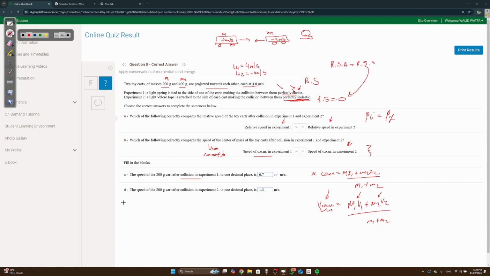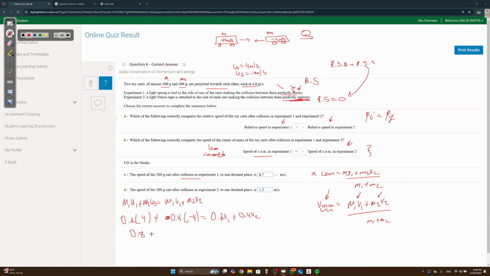Either way, I'm going to solve them and show you why I guess the formula ChatGPT gave me is easier. M1 U1 plus M2 U2 is equal to M1 V1 plus M2 V2. M1, we agreed, is 0.2, right? U1 is 4. M2 is 0.4, but the U is negative 4. Equals M1 V1, so 0.2 V1, plus M2 V2, so 0.4 V2.